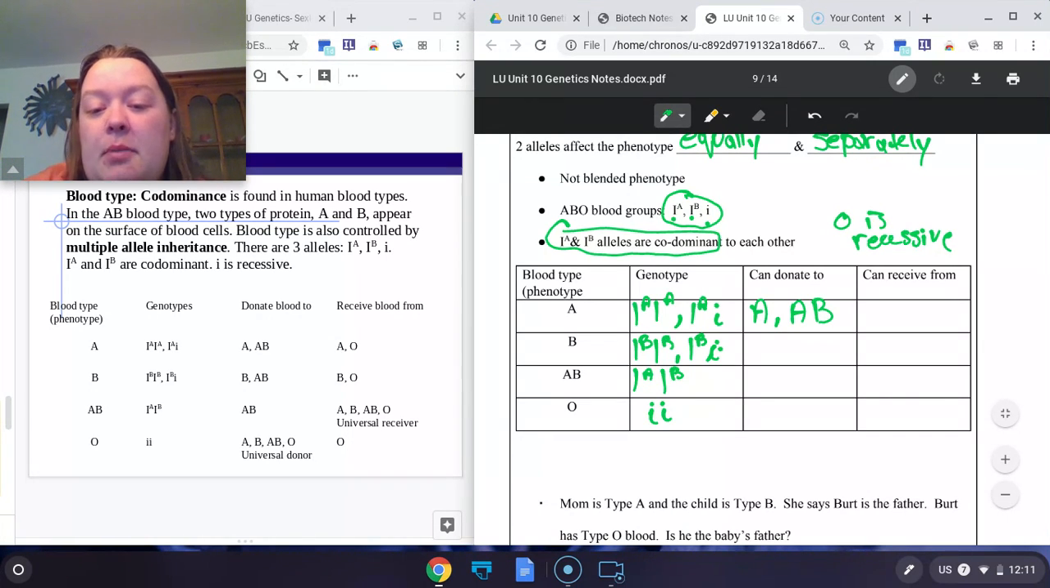So let's finish up with type A. If you have blood type A, you could either have 2 copies of A or an A and an O, because A covers up the O. A is dominant over O.